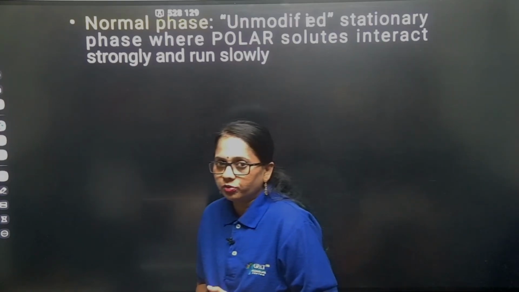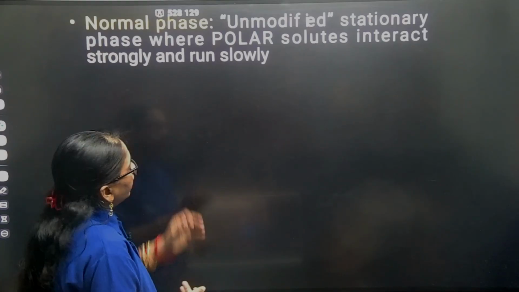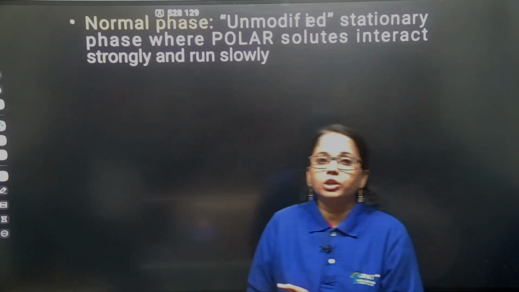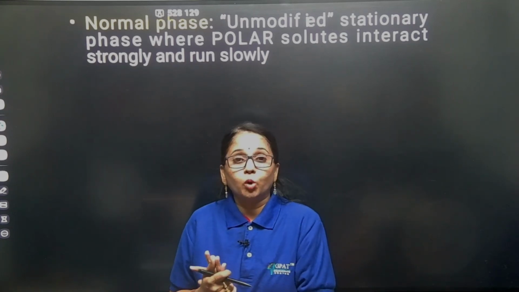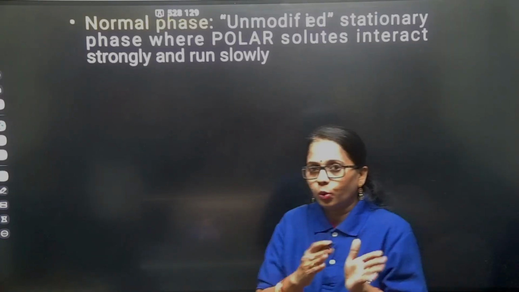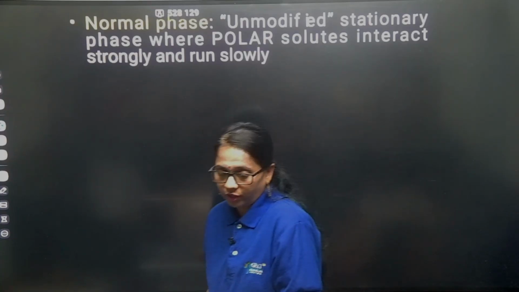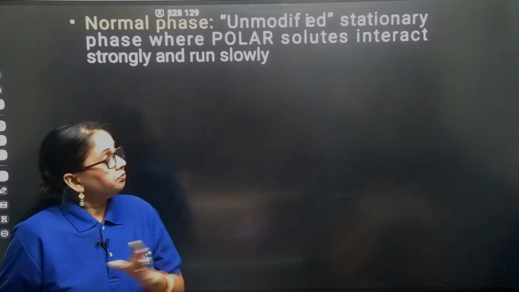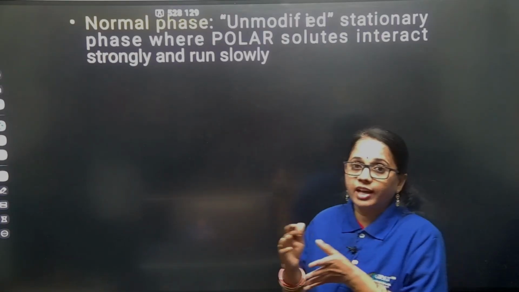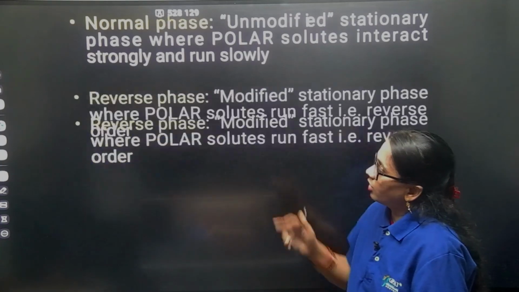In this normal phase mode, unmodified stationary phases are going to be used, and they are going to interact very strongly with the polar solutes, because the stationary phase here is also polar in nature. Polar-polar are like interactions, and thereby you will see a very long runtime, that means they will travel very slowly. So in such cases the elution time taken for the process is going to be very high. So that is called normal phase mode.